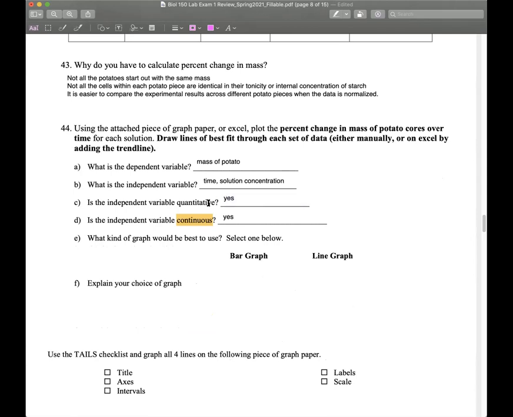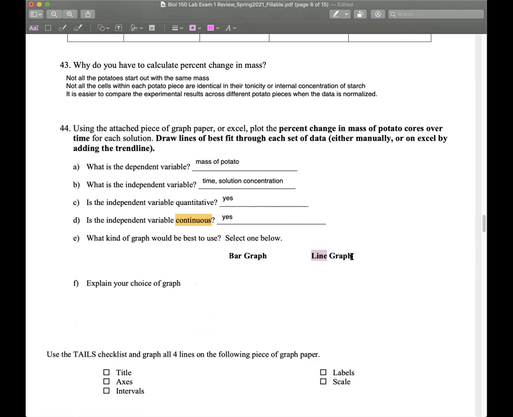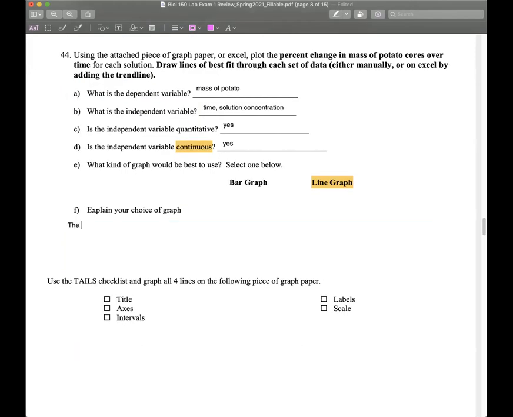So if it is quantitative and continuous, what kind of graph would we make? A line graph. Yeah, exactly. Line graph is the way to go for continuous and quantitative data. So if your independent variables are both quantitative, I always misspell that word, quantitative and continuous.